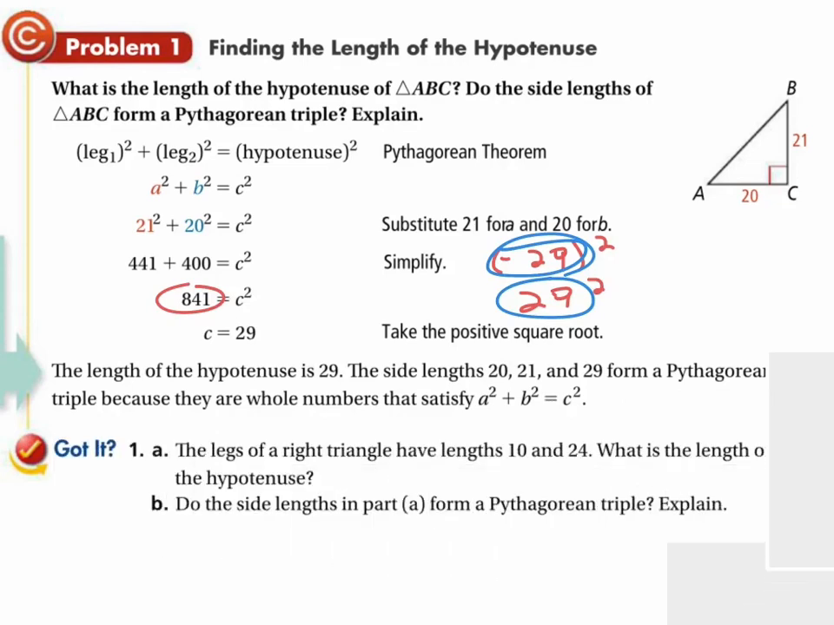What does it say? It says the legs of a right triangle are 10 and 24. What is the length of the hypotenuse? And then the question is, when you find that hypotenuse, do those lengths form a Pythagorean triple? Pause the video right now and see if you can answer this question, and then unpause it to see the solution.